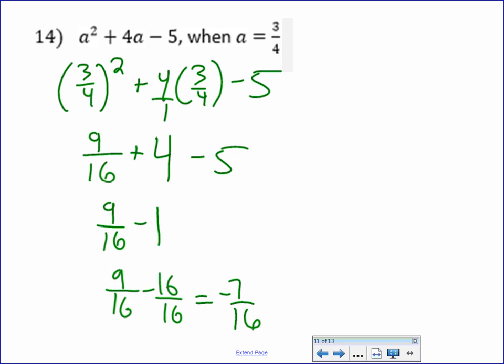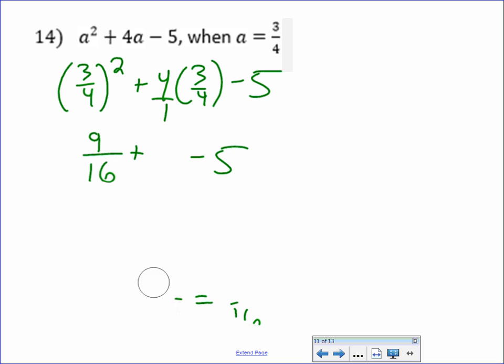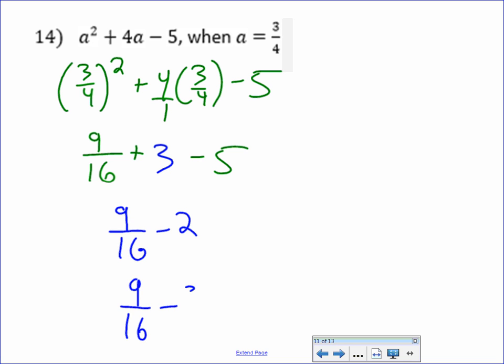It's always important to go back and check your work, because when I went back and double checked, I realized I made a mistake right here. This should be 3. So this is 9/16 minus 2. So that's 9/16 minus 32/16, which will give me negative 23/16. Apologize. Always double check your work.